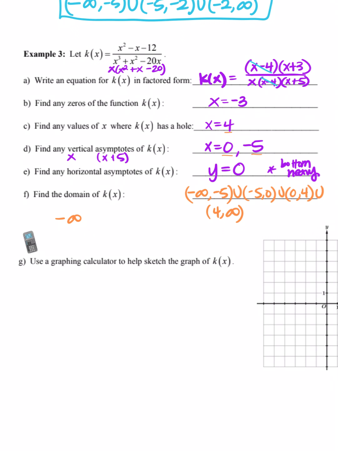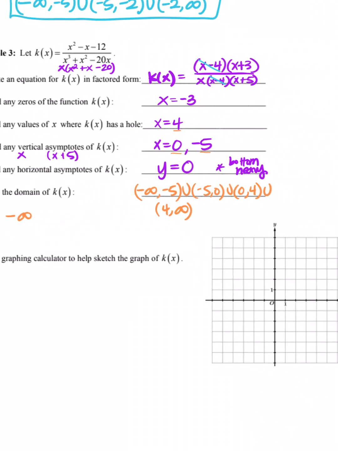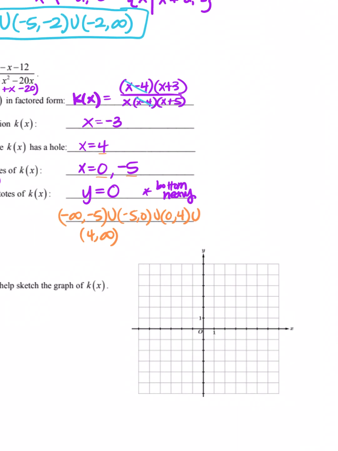We should be able to do this more or less by hand, so I'll go ahead and start doing that over here. So we have vertical asymptotes at 0 and -5. We have a horizontal at 0. We have a 0 at -3, so we know it crosses the x-axis right there. Okay, and so then put it into the graphing calculator. You can kind of sketch the rest of it.